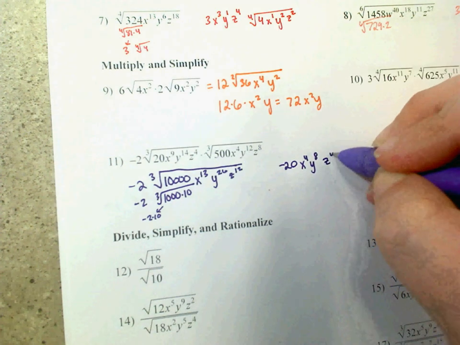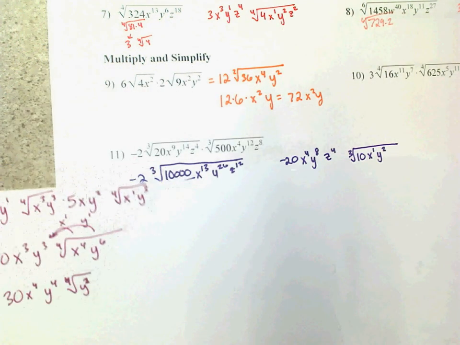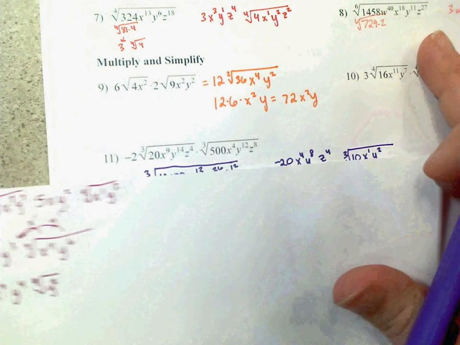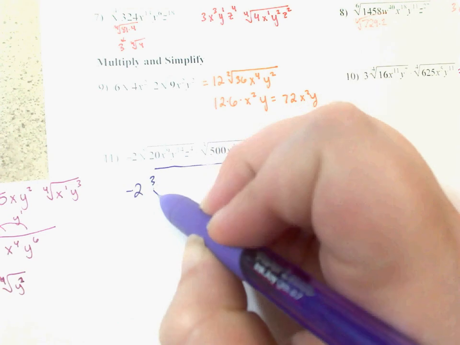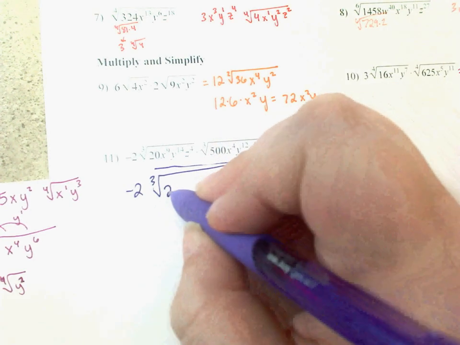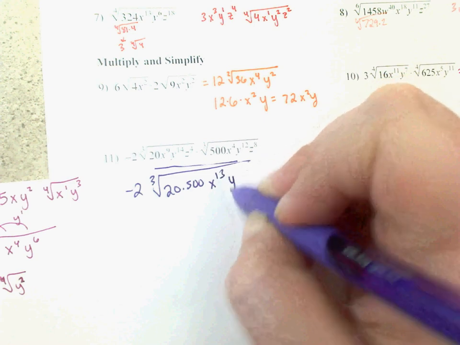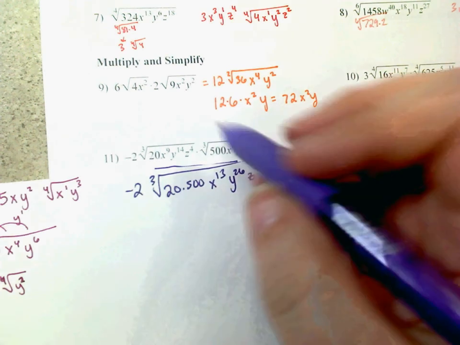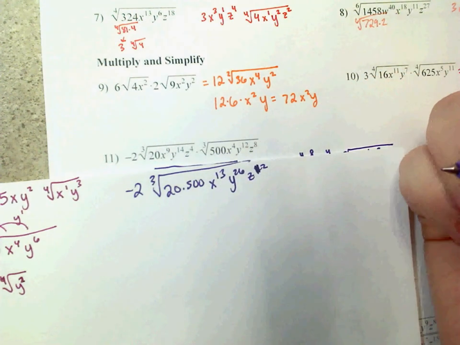Let me check it the other way. So the other way to do it is to break it down. Negative 2 times the cubed root of 20 times 500, x to the 13th, y to the 26th, z to the 12th. Okay. So 20 and 500.